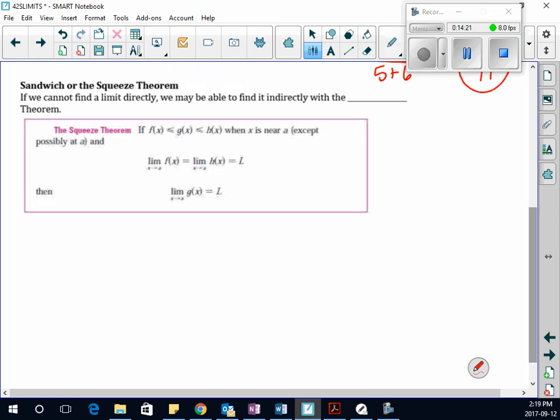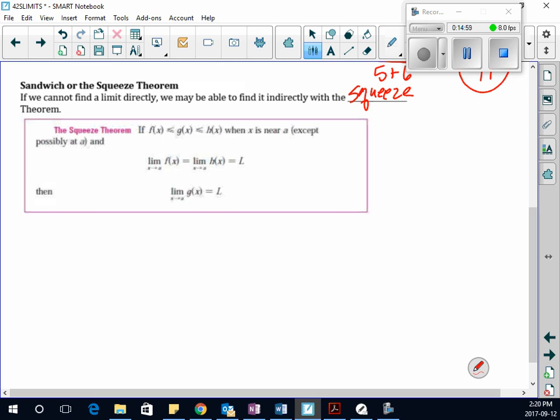The sandwich or the squeeze theorem. You might see this once on the AP exam every 10 years, so I'll teach it just to make sure you remember it, but honestly it's not that big of a deal. If we can't find a limit directly, we may be able to find it indirectly with the squeeze or the sandwich theorem. And it basically says if you can find the limit on one side of the function and the other, then it's basically squeezed or sandwiched in there.